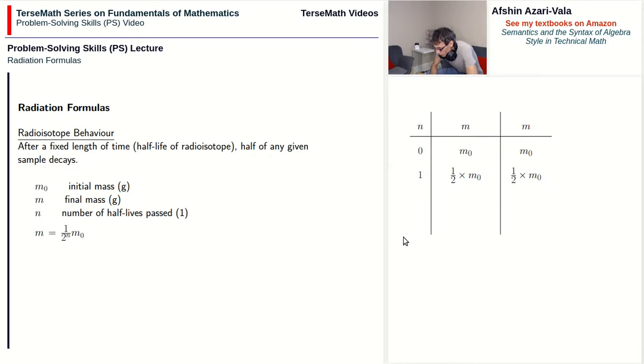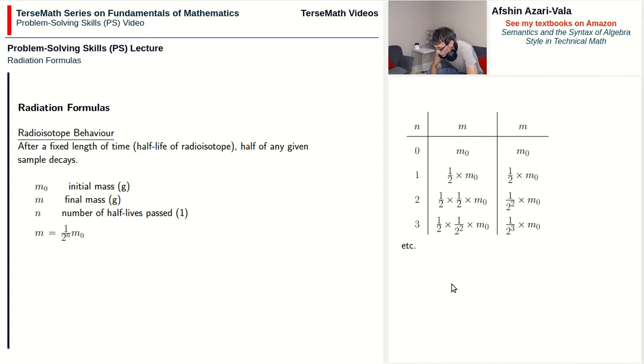If we go for one more half-life, we'll find that half of what we had at the end of the first half-life, so half of m0 will be left, which is the same as 1 over 2 to the power of 2 times m0. After one more half-life, we'll find that half of whatever we had at the end of period 2 is left, and that becomes 1 over 2 to the power of 3 times m0, and this pattern continues. And this is going to lead us to the formula.